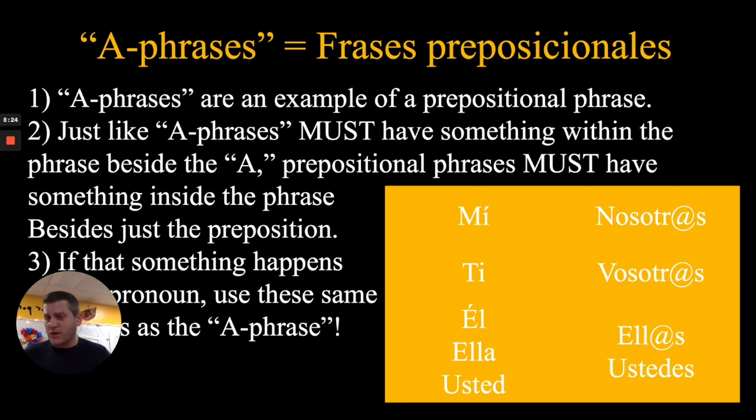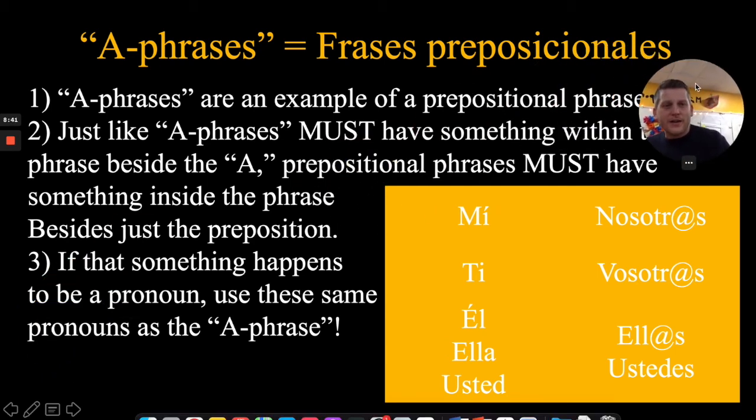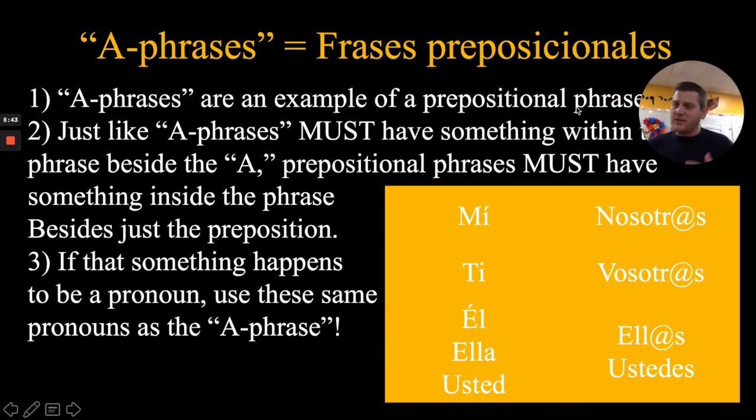You can't just say the word de and not say from who or of whom. It's not clear. You've got to have of something or someone. So you've got to have something besides just the preposition. And if that something happens to be a pronoun, we're going to use the same pronouns that we have learned with our a phrases right here on the screen. So let's see this in action.